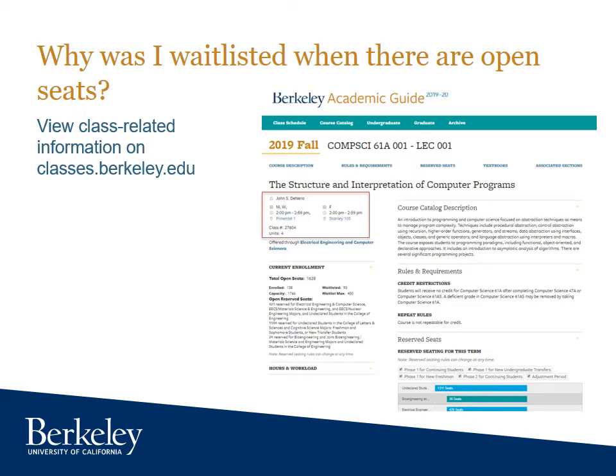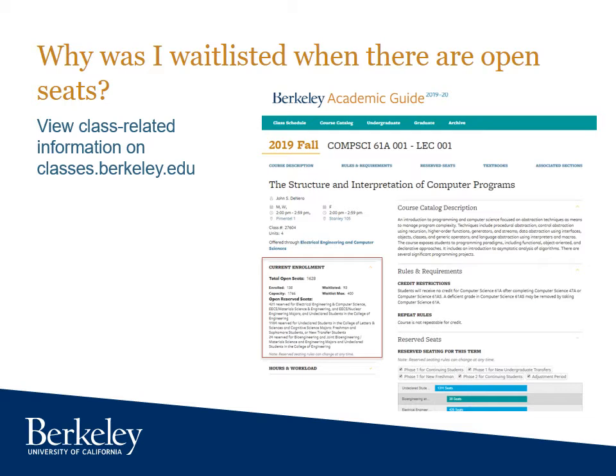Notice under current enrollment, you're going to see how many total open seats there are, how many seats are currently enrolled, how long is the wait list, and then in that same block you're going to also see, are there any seats being reserved for specific student populations? And this gets into reserved seating capacity.